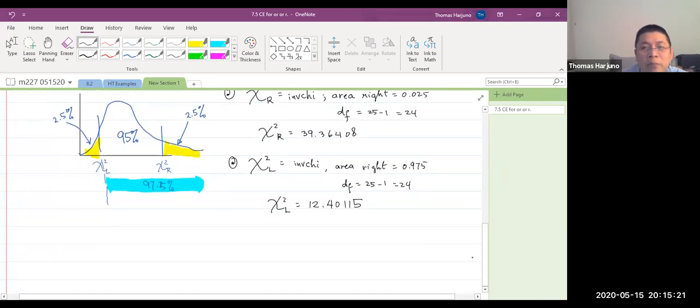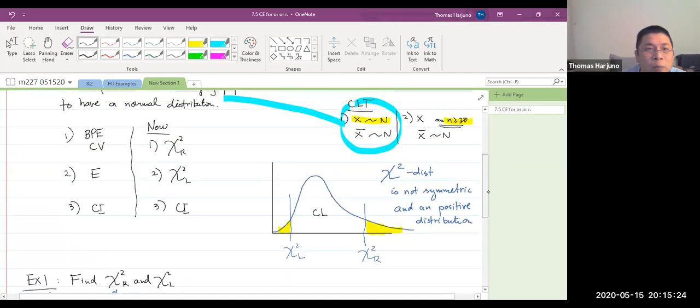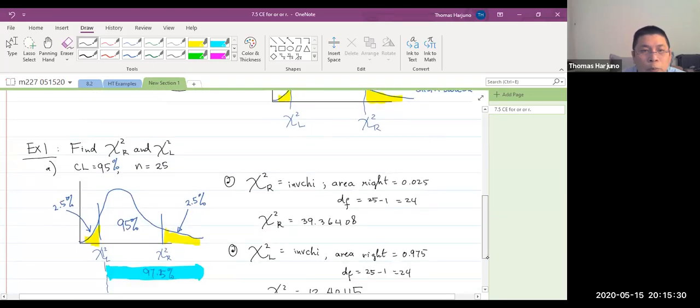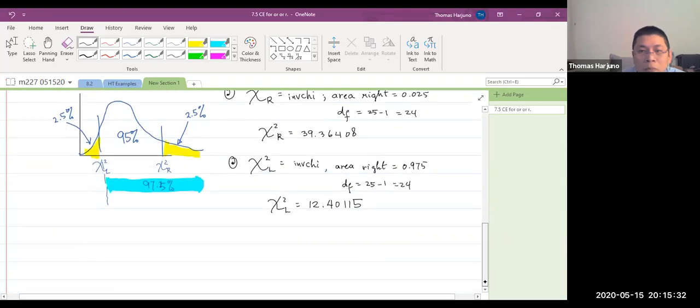Then our step 3 will be, earlier I told you step 1, step 2 is this. Our step 3 will be the confidence interval. So let me add here, that's step 1, this is step 2. Suppose, for example, my sample standard deviation is 5.2. Then my confidence interval for population standard deviation is done.